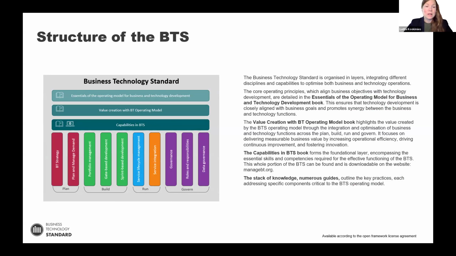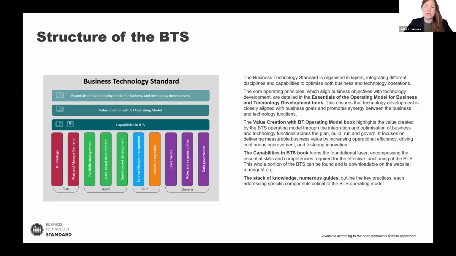And there are also 2 additions above that. So there is the value creation with business technology operating model, as well as the essentials of the operating model for business and technology development.